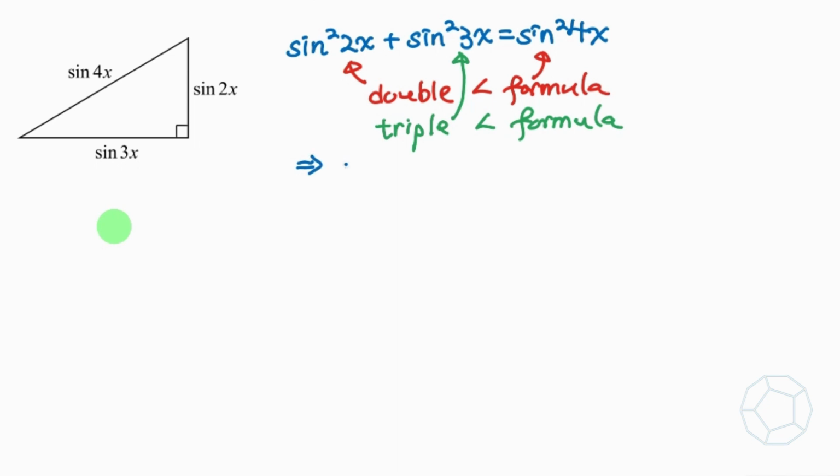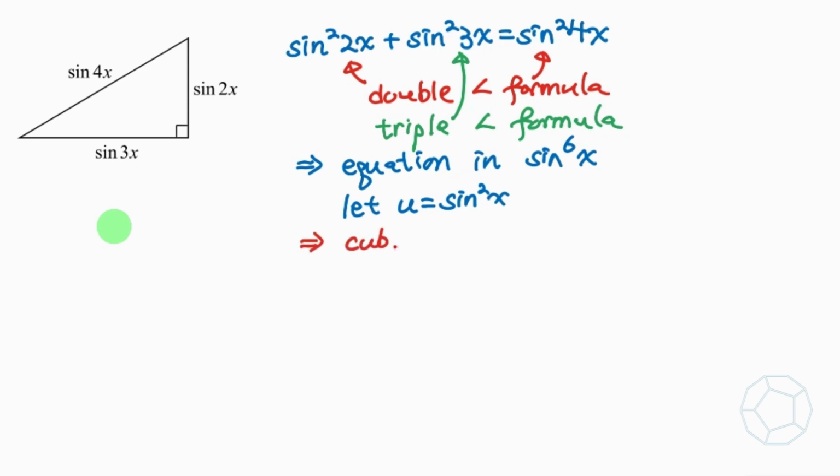Next, we'll obtain an equation in terms of sine x to the power of 6, which is a high degree polynomial equation. In order to simplify it, we let u equal sine squared x. Therefore, we simplified it into a cubic equation in u.